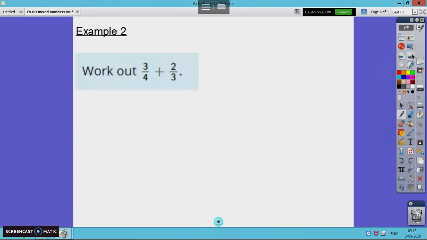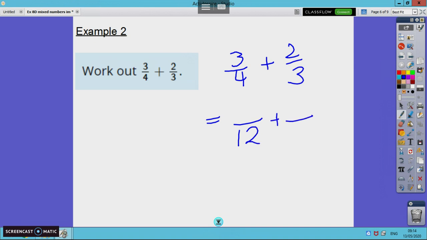One last example for you here, because we need to be able to do it after we've added our fractions together, so write that down please. Work out 3/4 plus 2/3. Now, remember we need a common denominator when we're adding things with different denominators. So 3/4, 2/3. Well, we know the denominator is going to be 12.